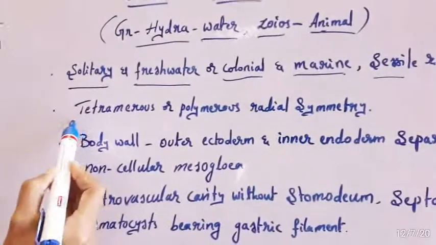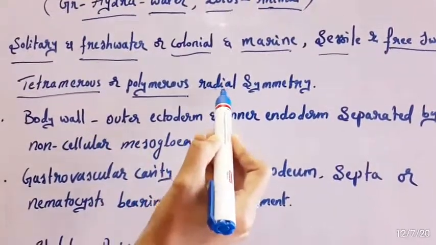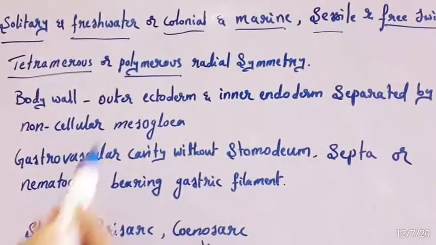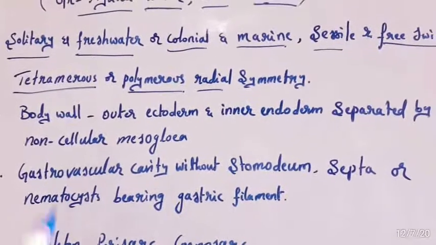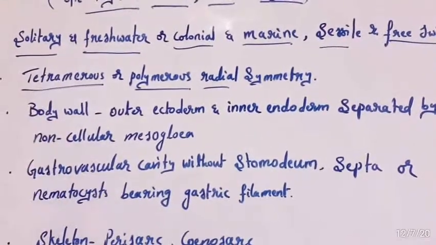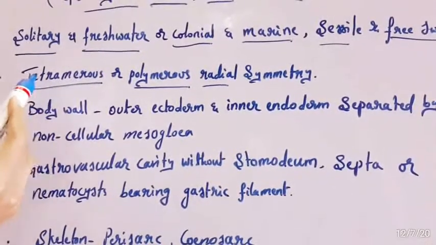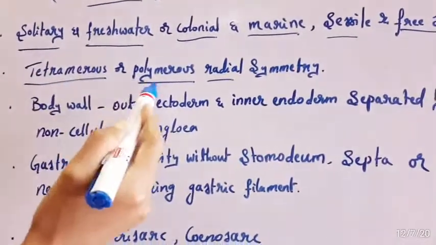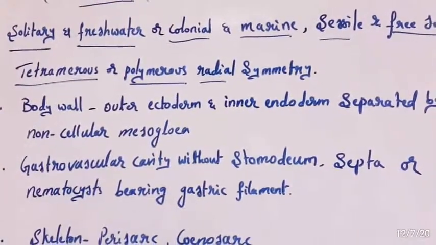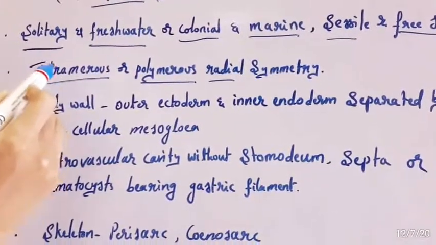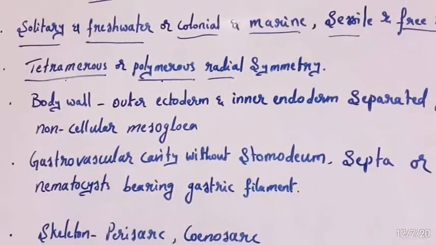So they exhibit tetramerous or polymerous radial symmetry. You already know the meaning of radial symmetry. Tetramerous means the body can be divided into 4 equal parts, as tetra means 4. Poly means many, so the body can be divided into many parts. So these organisms show either tetramerous or polymerous radial symmetry.